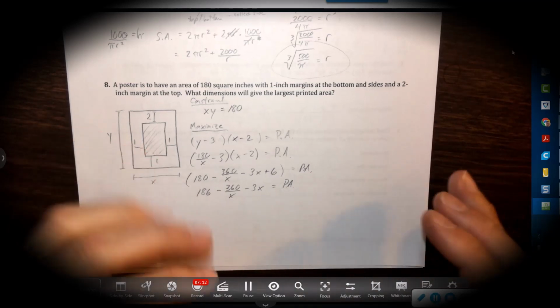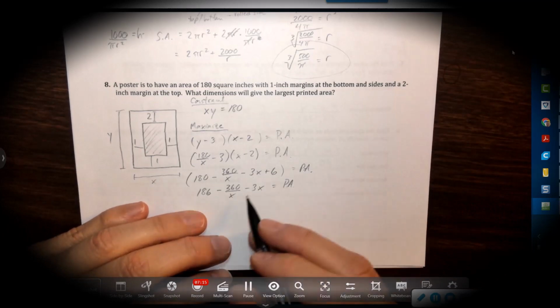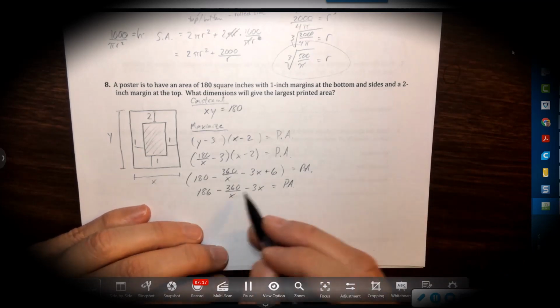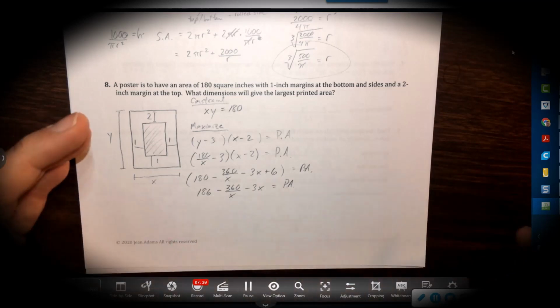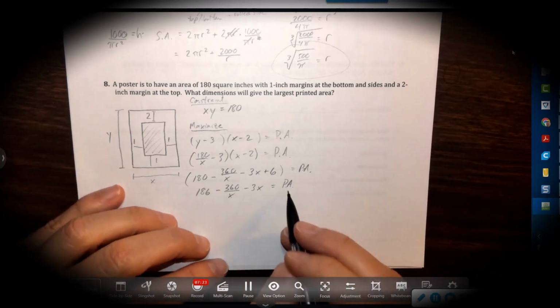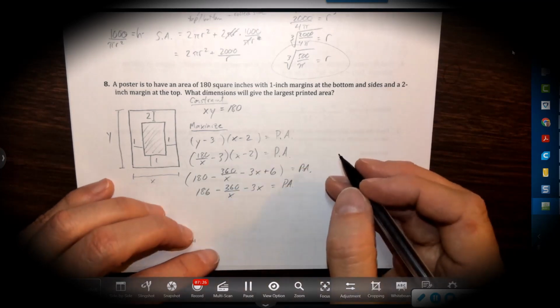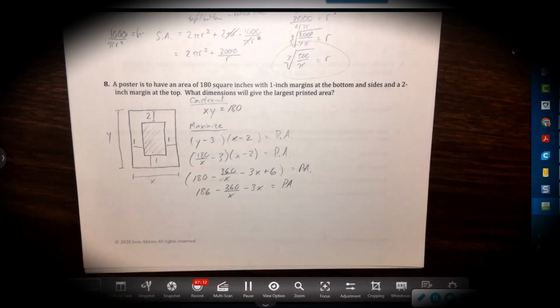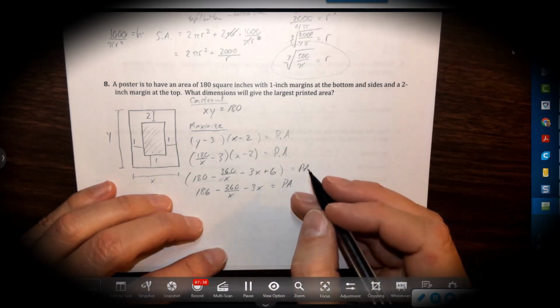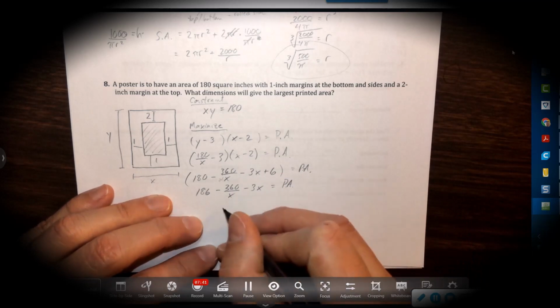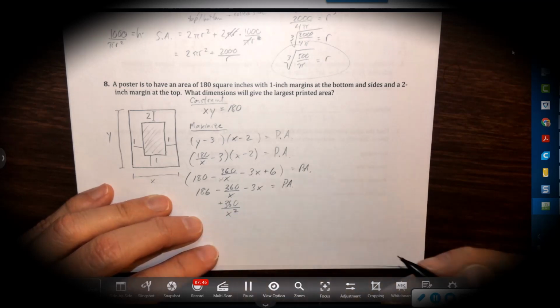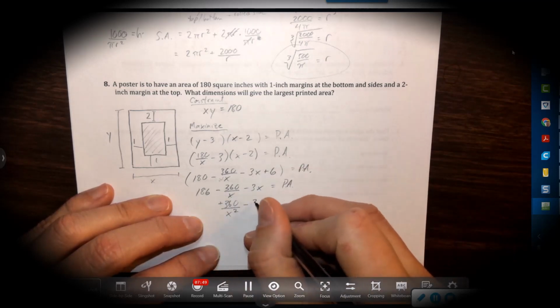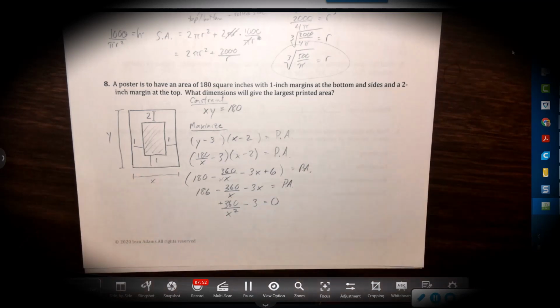Okay, so to minimize this, what we need to do is take the derivative. Could I multiply everything by x here and get a quadratic? Sure, let's not. We don't need to. When I take the derivative, I'm going to get rid of this anyway, right? So let me just double check this. Both negative, yes. But I am worried about a negative. Nope, it's going to become positive. So here we go. Derivative. So that's going to become positive 360 over x squared minus 3 equals 0. We want to set it equal to 0.